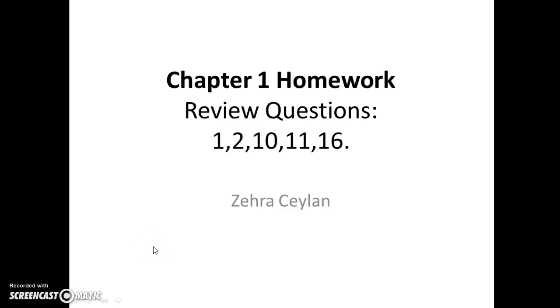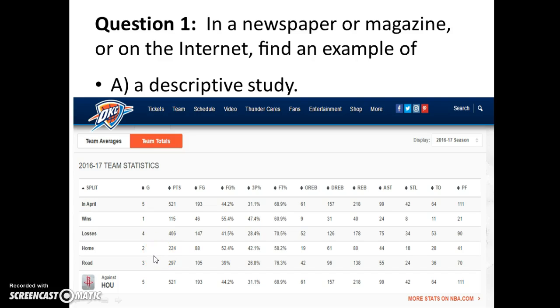Chapter 1 Homework Review Questions 1 to 10, 11, and 16. Question 1. In a newspaper or magazine or on the internet, find an example of a descriptive study.